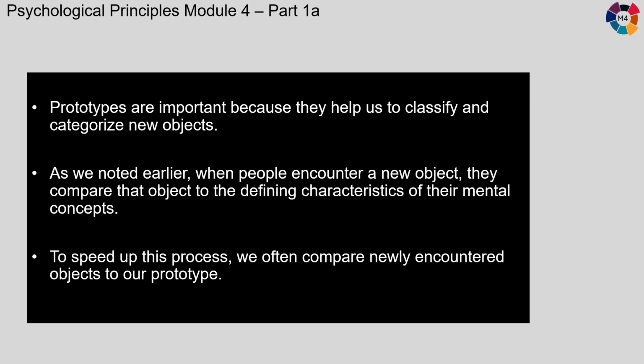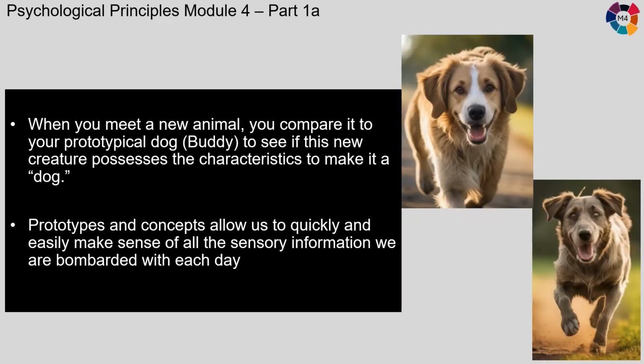As we noted earlier, when people encounter a new object, they compare that object to the defining characteristics of their mental concepts. To speed up this process, we often compare newly encountered objects to our prototype. When you meet a new animal, you compare it to your prototypical dog, Buddy, to see if this new creature possesses the characteristics to make it a dog. Prototypes and concepts allow us to quickly and easily make sense of all the sensory information we are bombarded with each day.